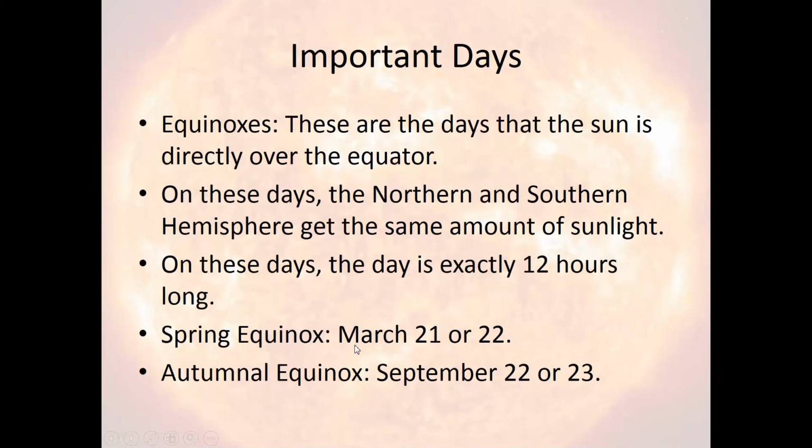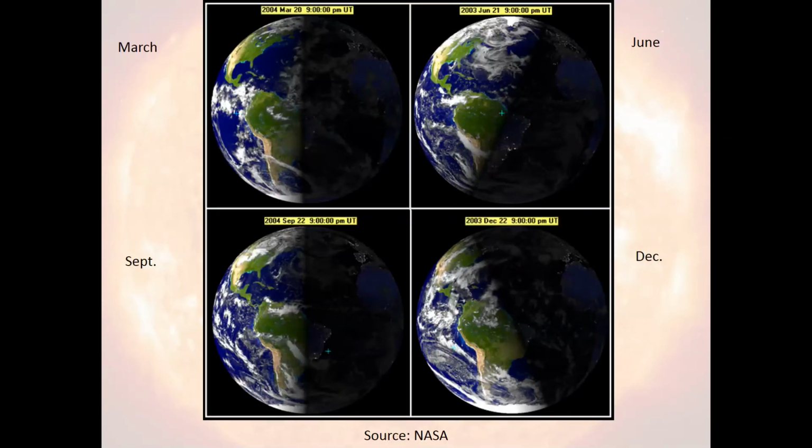So this is how the Earth looks during each of these different important days. So here during the two equinoxes, you can notice that both hemispheres are getting equal amounts of light. The northern hemisphere is getting equal amounts of light to the southern hemisphere. And then the same is true in September. On the other hand, in June, this is our summer solstice, the northern hemisphere is getting more sunlight. And then in December, the southern hemisphere is getting more sunlight.